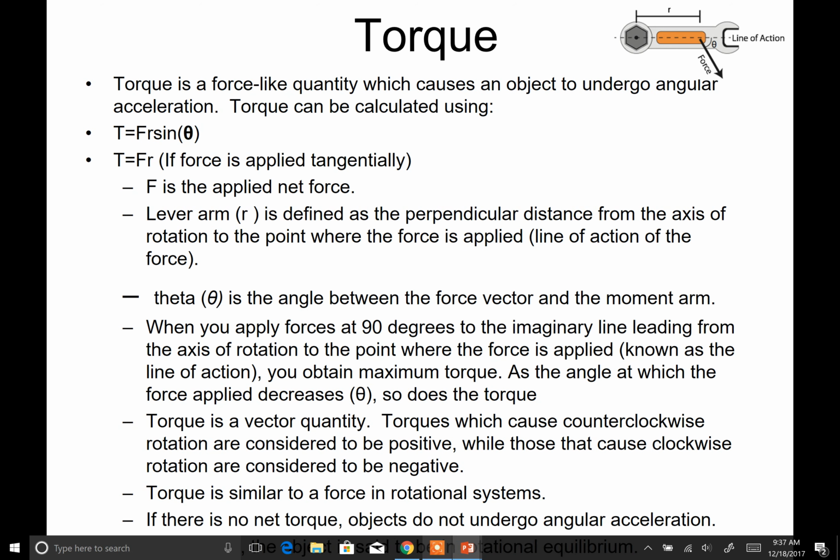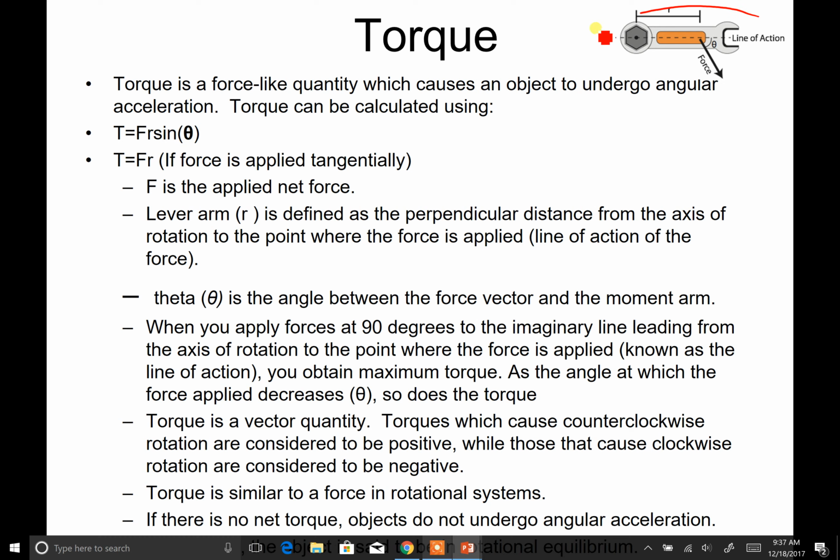Another important idea in this unit is torque. Torque is a force-like quantity which causes an object to undergo angular acceleration. You want to think about torque in rotating systems like net force in linear systems. Torque can be calculated using the equation torque equals F, force, times r, which is called the lever arm distance, times the sine of theta, where theta is the angle between the force vector and the moment arm.